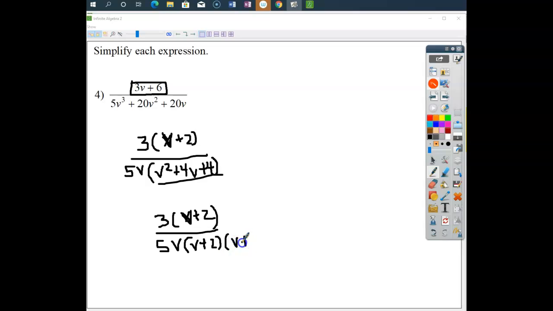So that's the first thing you'll need to do when you want to reduce an expression that involves polynomials, is you're going to factor it first. And then after that, all you do is you cancel what they have in common. So final answer here would be 3/5v times v plus 2. And then we're all done.